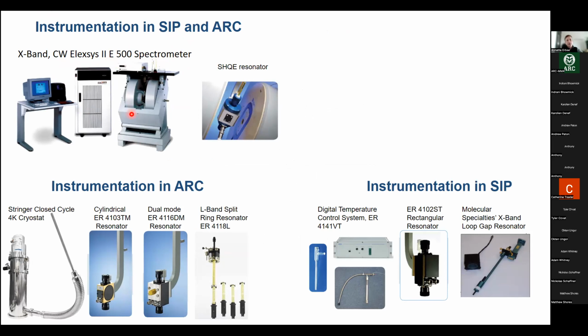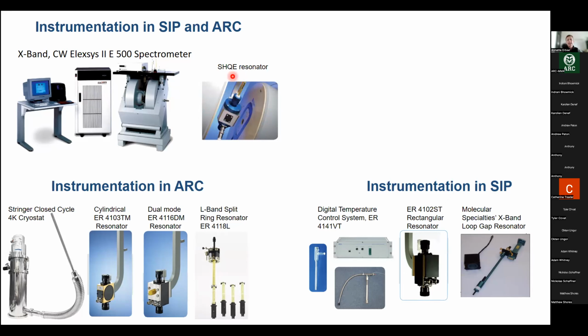It consists of the magnet, then the bridge. In the bridge, the microwave radiation is generated, and also the detection takes place in the bridge, and a computer and control elements, of course. What we also need is a resonator. The resonator is between the magnetic poles. The electromagnetic radiation gets coupled into the resonator, and our sample goes in here.